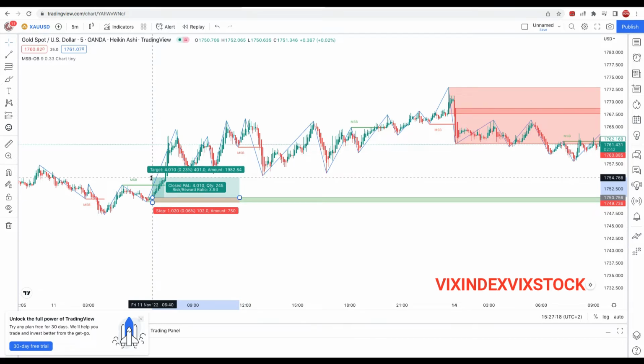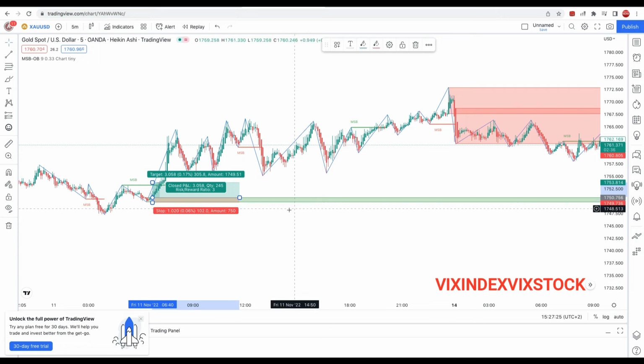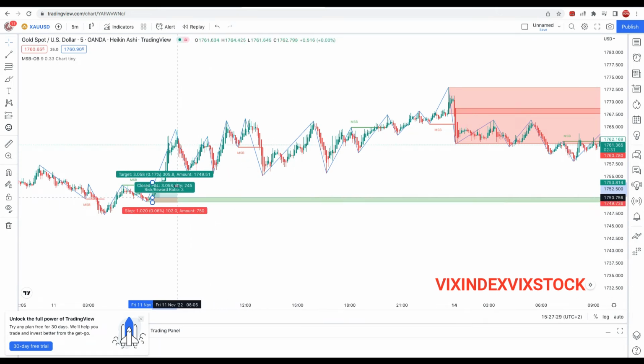We actually have 1:4. Let's just do a 1:3. There will be your 1:3. You would have banked that trade, and this is on the 5-minute time frame.